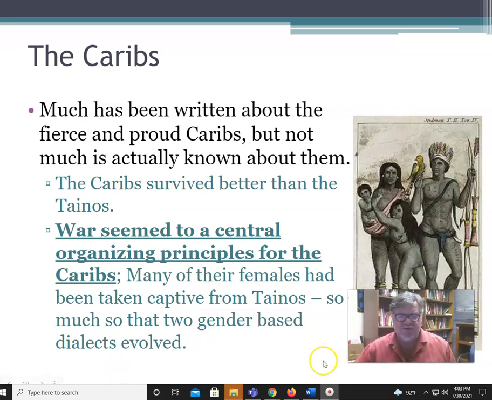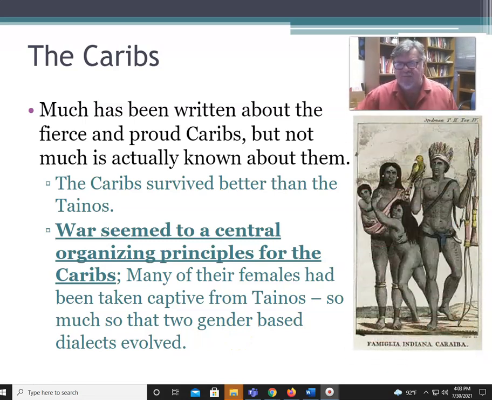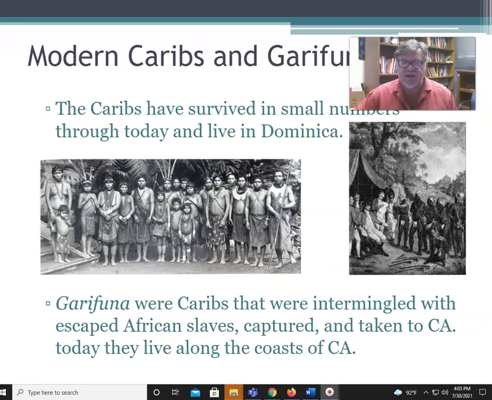Many of their females had been taken captive from the Tainos, so much so that two gender-based dialects evolved. The female Caribs spoke a dialect that was similar to a Taino dialect, whereas the male Caribs spoke a different dialect, which might indicate that they primarily got their women by kidnapping them from Tainos. An interesting approach.